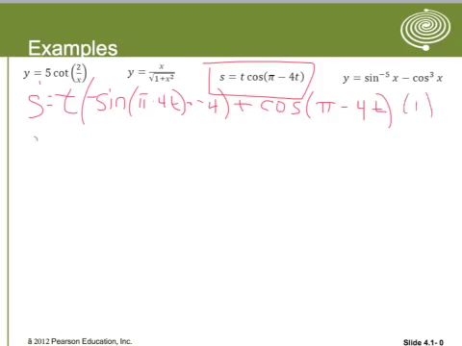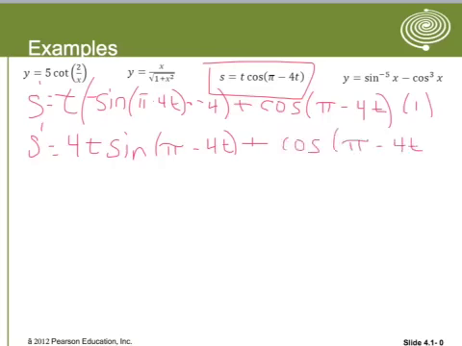So let's see if we can rearrange that a little bit. I have two negatives and a 4t, so that's a positive 4t, times the sine of pi minus 4t, plus the cosine of pi minus 4t.